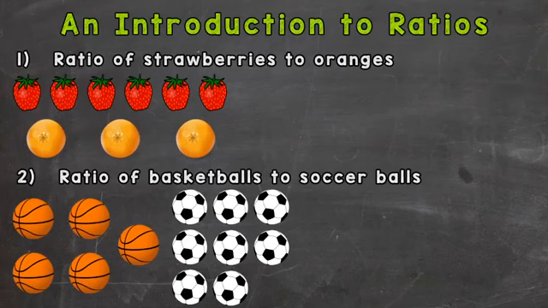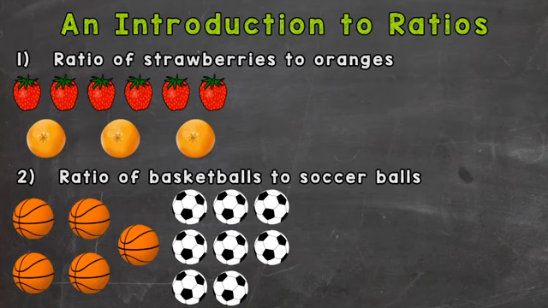Now, when we're talking ratios, a ratio shows the relationship between different amounts. So we're going to take a look at the quantity of one thing, the number of something, compared to the number of something else. So for example, number 1, we have the ratio of strawberries to oranges. We're going to compare the number of strawberries to the number of oranges. And there's a few different ways we can write these ratios out.